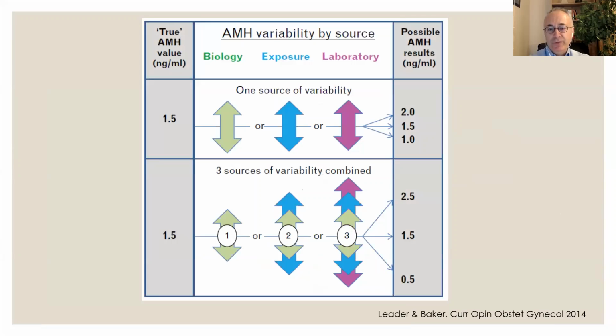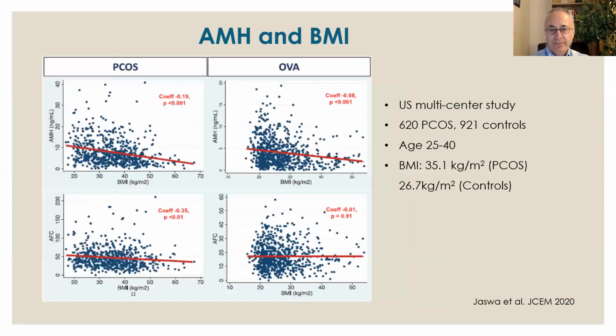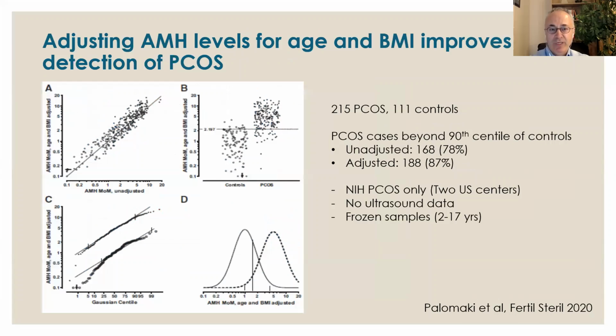But when it comes to use for diagnosis, you might have issues with variation, and that variation could be related to biology, exposure, or technical lab factors. So starting with biology, we know that AMH decreases with age. So we need to pay attention to this. And if we look at BMI, this is again very recent data from the US, an ancillary study, including 620 PCOS patients, showing that AMH is inversely correlated with BMI. So age and BMI are important for AMH measurements.